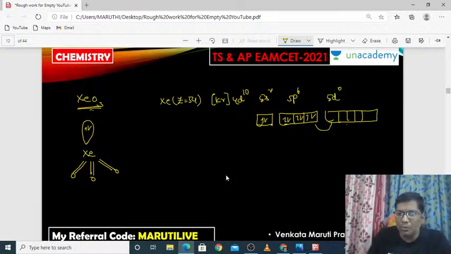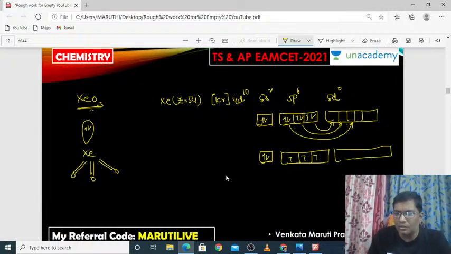That means in its outermost shell 6 unpaired electrons should be present. That means 5s2, 5p3 only, and 5d also has 3 electrons. So these 3 electrons will be left for the formation of pi bonds here. And the remaining single electrons undergo sp3 hybridization.